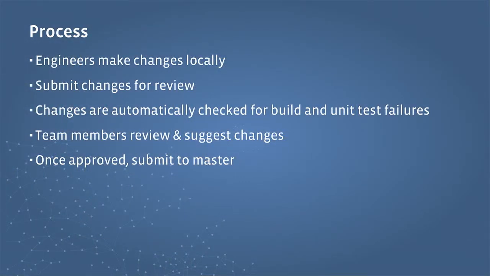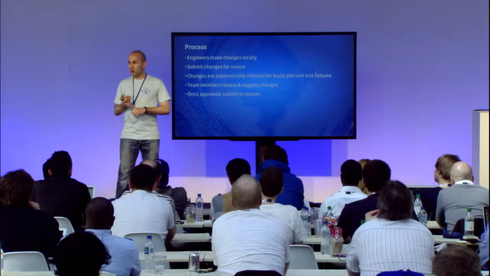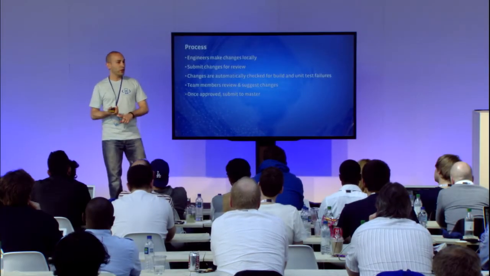First, engineers make their changes locally, as I'm sure you all do. But instead of checking right into the master branch, we have a little bit of a process in between. Engineers post their changes for review by the rest of the team. When they post their changes, our build bot goes and takes those changes, inserts them into the tree artificially, and then runs them to make sure that there were no build failures and that all the unit tests pass.